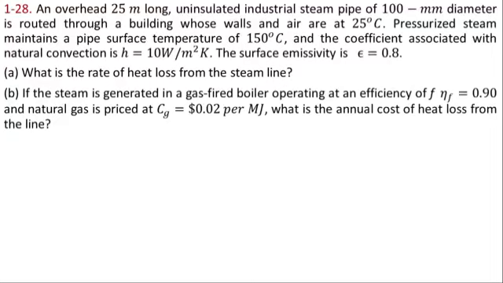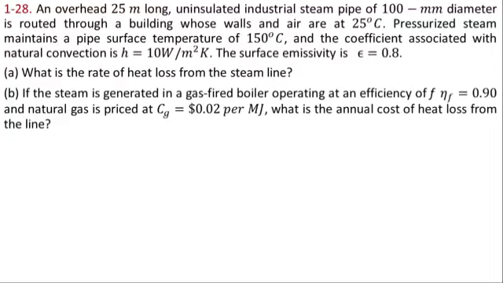Part B, if the steam is generated in a gas-fired boiler operating at an efficiency of 0.90 and natural gas is priced at $0.02 per megajoule, what is the annual cost of heat loss from the line?